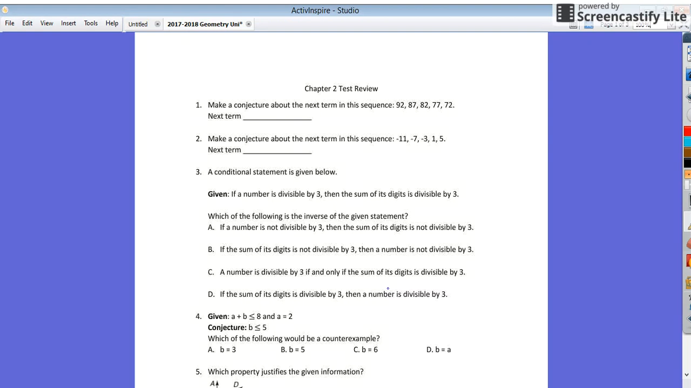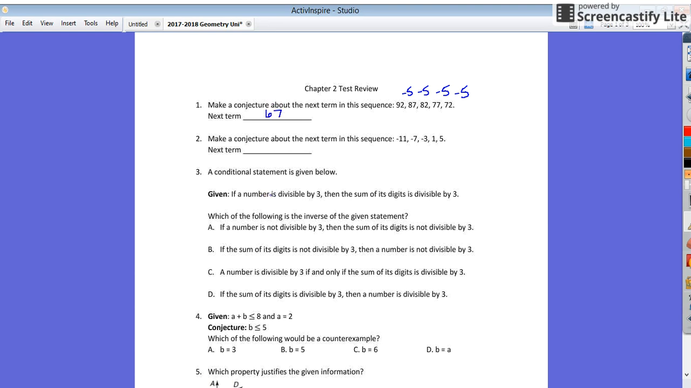Number 1 says make a conjecture about the next term in the sequence, 92, 87, 82, 77, and 72. Our conjecture would be that we are subtracting 5 each time. So we're doing minus 5 each time, and we're supposed to make a prediction about our next term. So 72 minus our 5 would give us 67.